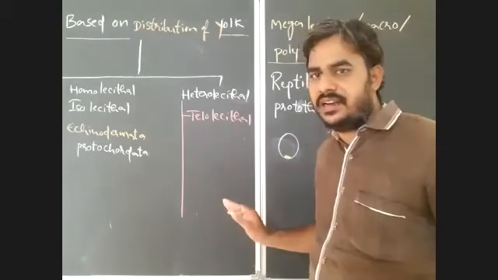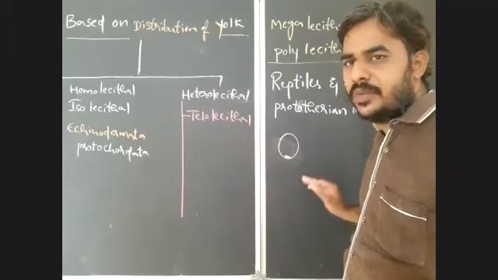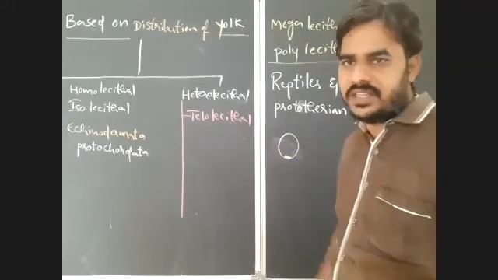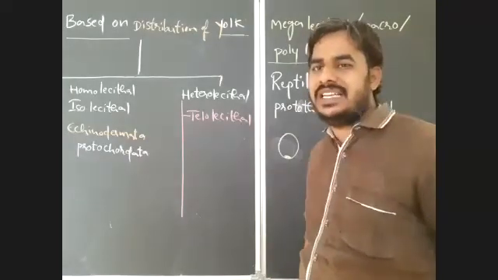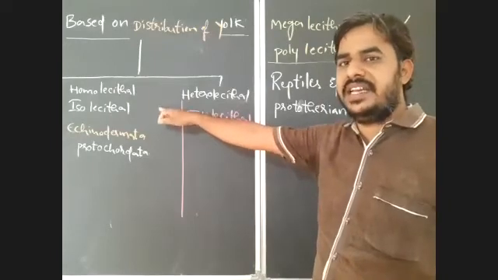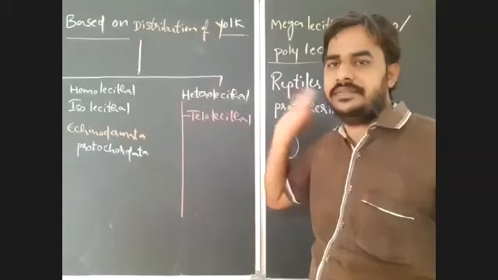Telolecithal eggs. Is it clear? In the telolecithal eggs, the yolk is accumulated only at one end of the egg, that is the vegetal pole. Usually mesolecithal eggs are telolecithal type. Already I told you, alecithal eggs and microlecithal eggs are which type? That are homolecithal or isolecithal.